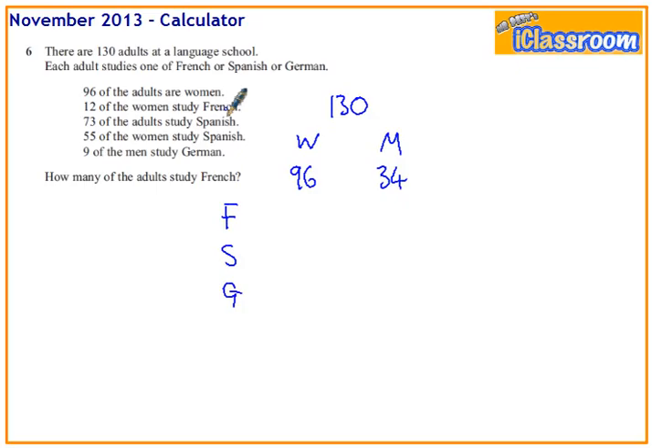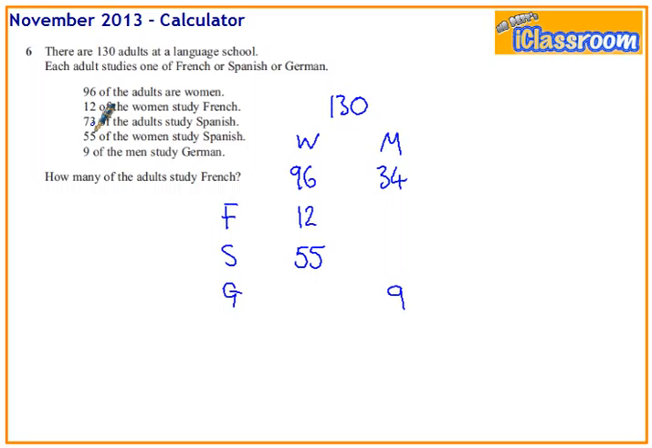12 of the women study French. So here are my women, and I'm going to put women that study French here. 55 of the women study Spanish. So here I have my women, this is my women that study Spanish, this is going to be 55. I know that 9 of the men study German. So here's my men, here is my German, so 9 of my men study German.